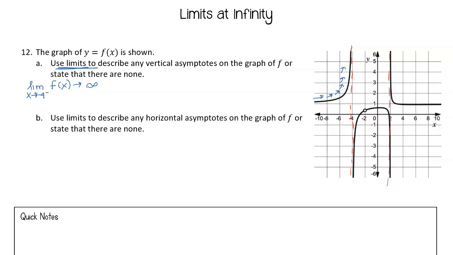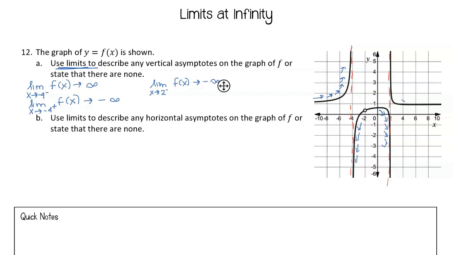Now we'll do the same thing, except for approaching -4 from the right. And as we get closer and closer to -4, we're seeing that the limit as x approaches -4 from the right is going to be negative infinity. And let's see what's going on at x equals 2. As we go towards 2 from the left, we're going to negative infinity. So the limit as x approaches 2 from the left, this is going to negative infinity.